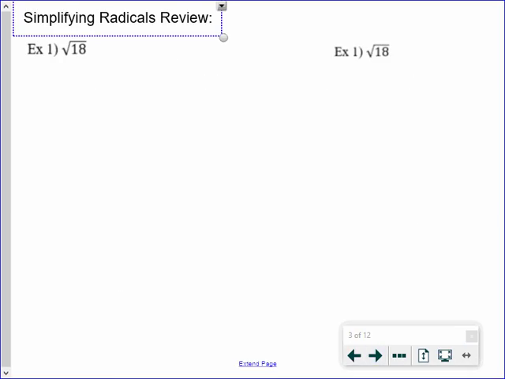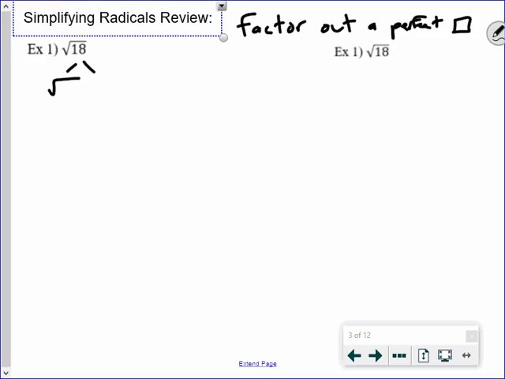The first thing we're going to do is review simplifying radicals. The main idea is we want to factor out a square. There are two methods to doing this, depending on which one works better for you or who you had as a teacher. The first idea is to think what perfect square goes into 18.